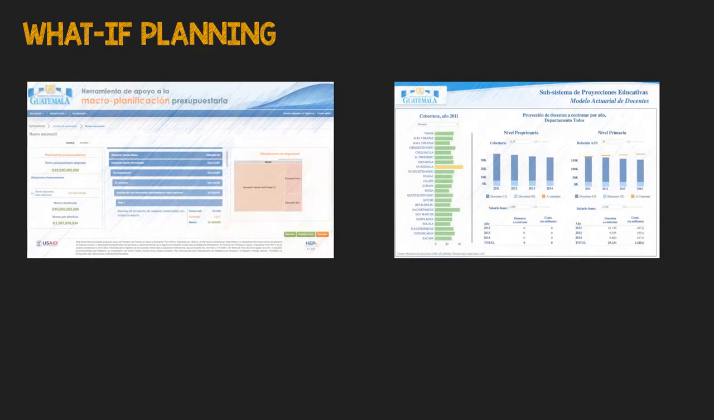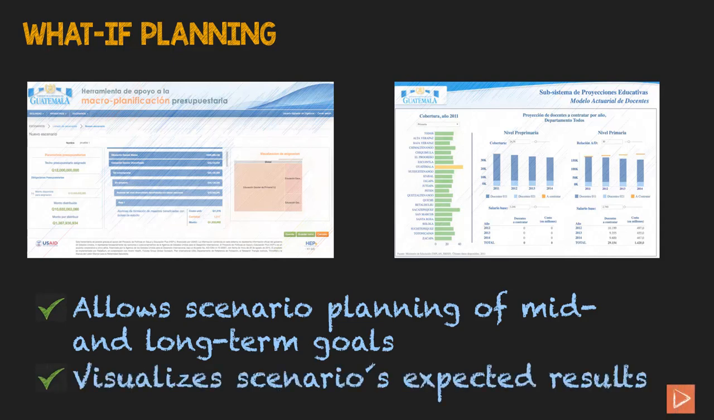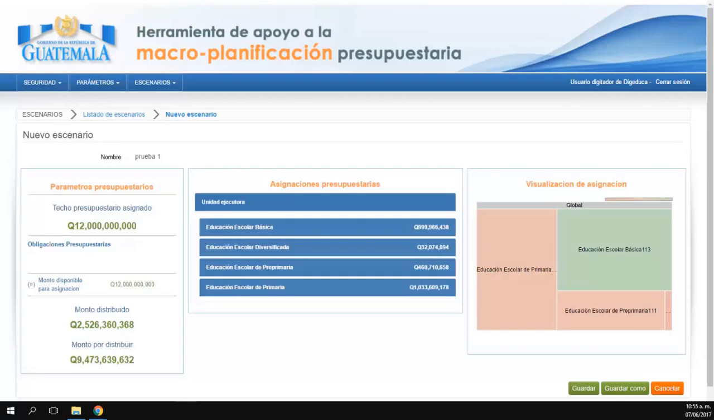Regarding what-if planning, we developed a set of tools that allow scenario planning of mid and long-term goals. So basically you can visualize expected results based on a set of parameters that you can interactively choose with the tool. Here we have an example of a tool that we developed. We call it the macro planning budget tool. So basically this can be used by a ministry like the Ministry of Health or Education to plan the investments that they're going to be doing the next year.